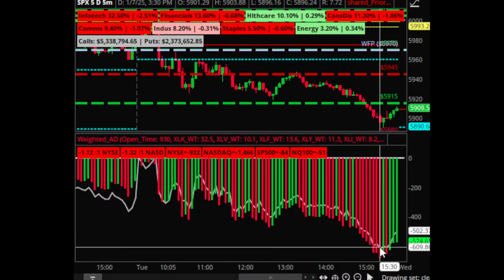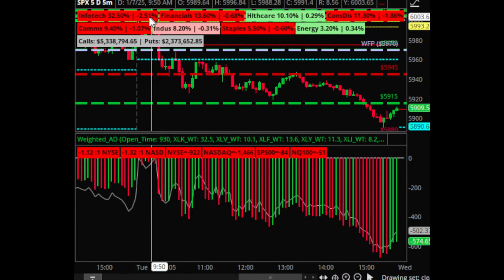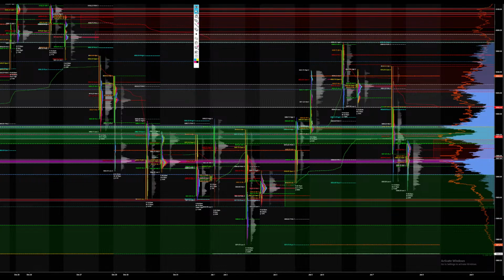Just wanted to show you that I do not long when these markets are like this. I look to short pops. Just wanted to show you guys that. Now, back to there. I'm showing you that for a reason.